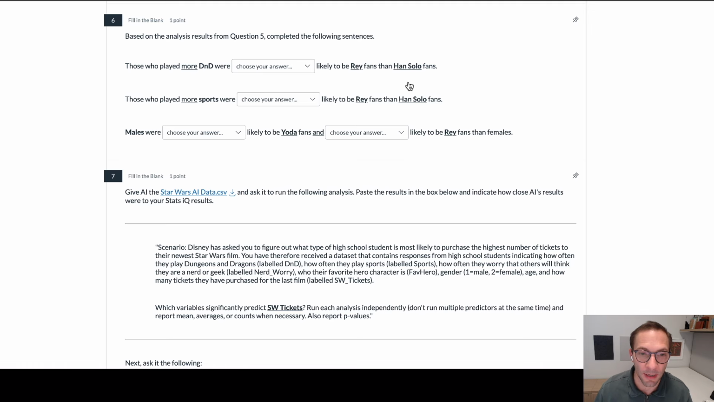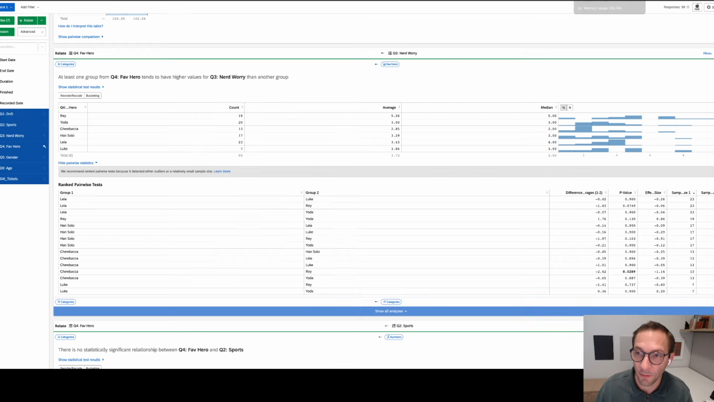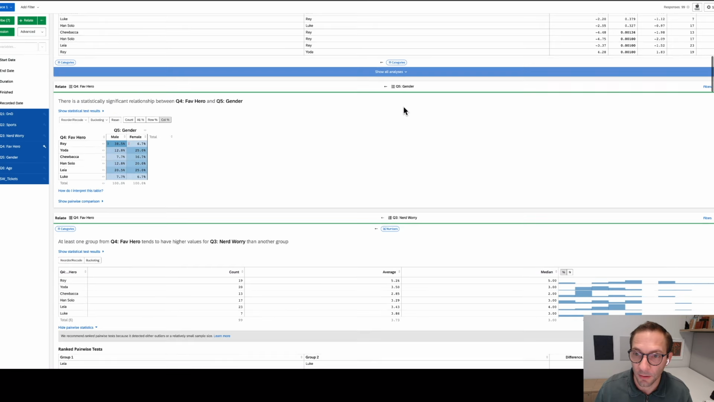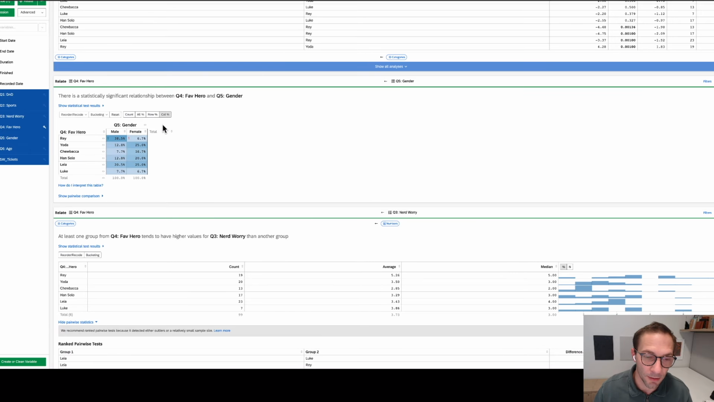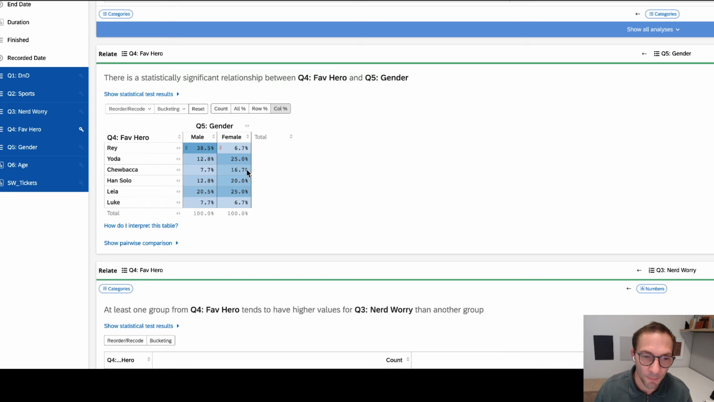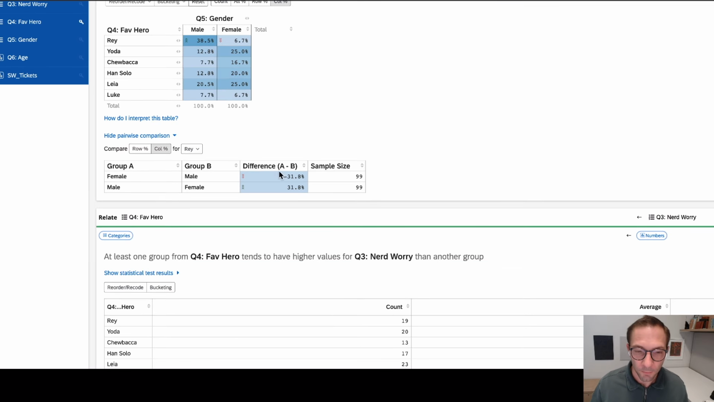So again, if our input is a category like gender, and our output is also a category, what their favorite hero is, we're going to be looking at a chi-squared. So let's look over here, gender. Here we go. Same type of thing that we already looked at in the last example. So these two stand out. There's more male fans in the Rey category. There's fewer female fans in the Rey category than what we'd typically expect. These are significant.